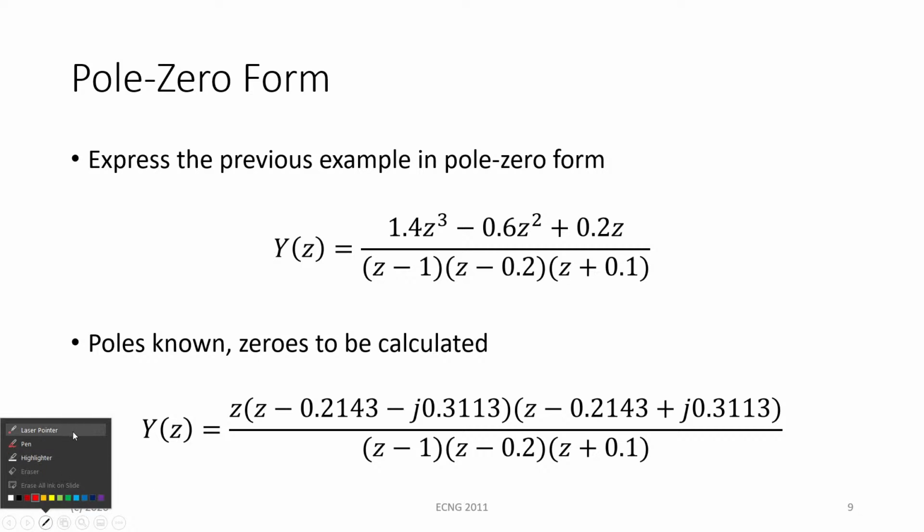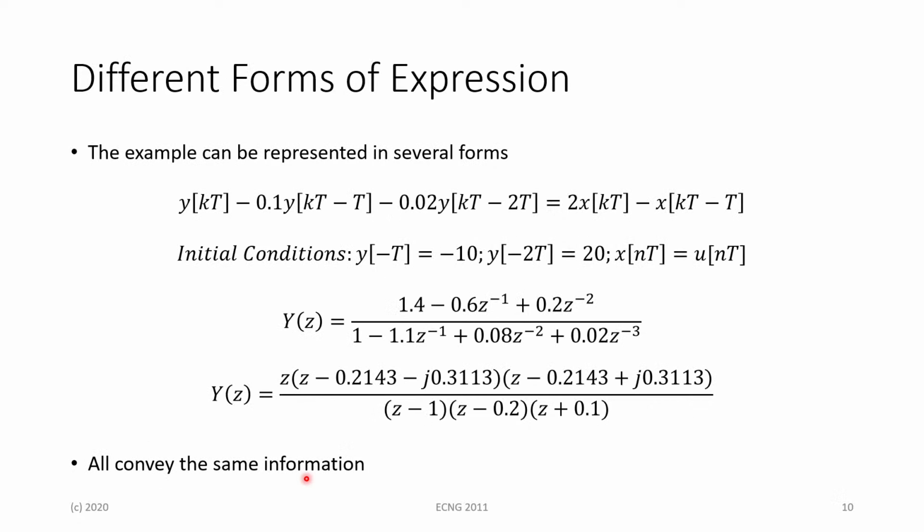It's also possible for you to factorize the numerator as well. If they ask you to express the answer in pole-zero form, all the zeros will be the factors on the numerator, and all the poles will be the factors on the denominator. So each one of these forms that we just observed, representing y of z, is basically the same equation, just represented in different forms. It conveys the same information.